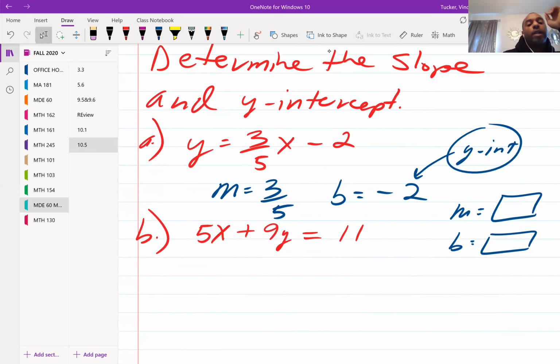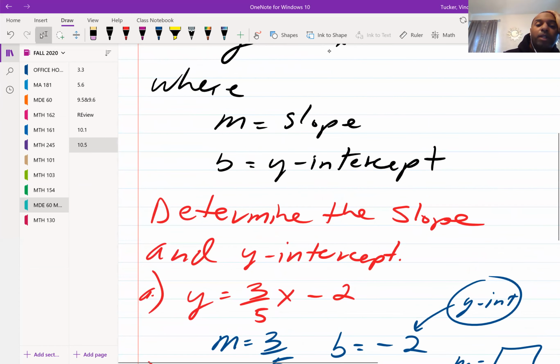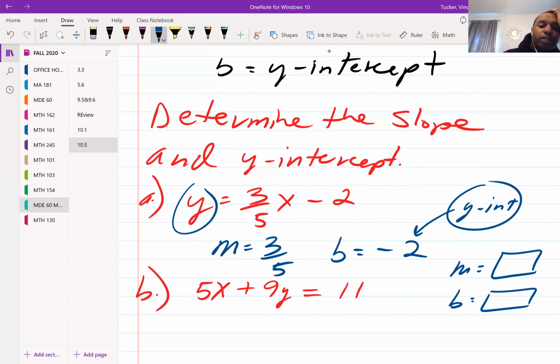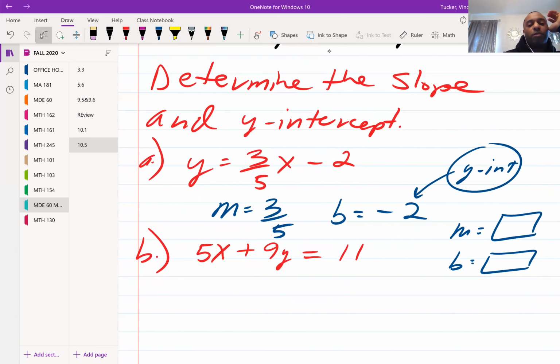Also, I pointed out last class that this is not in slope-intercept form unless the equation is solved for y. So when we look at this next one, I can't just pick out what my slope is because my equation is not solved for y. So that's what I would have to do first: take this equation and solve it for y.